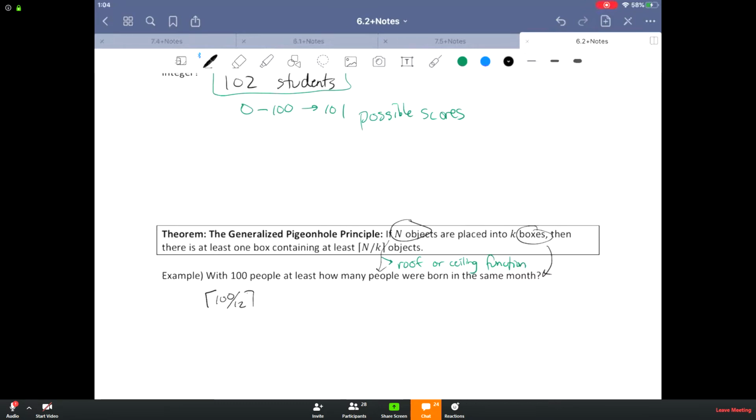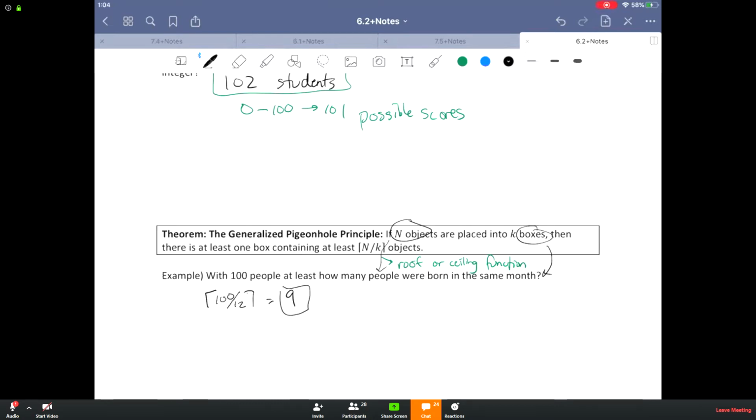That'd be 8 something. It's about 8.33. Remember, the ceiling function takes it up to the next integer, so you get 9. So you have some month with at least 9 people.